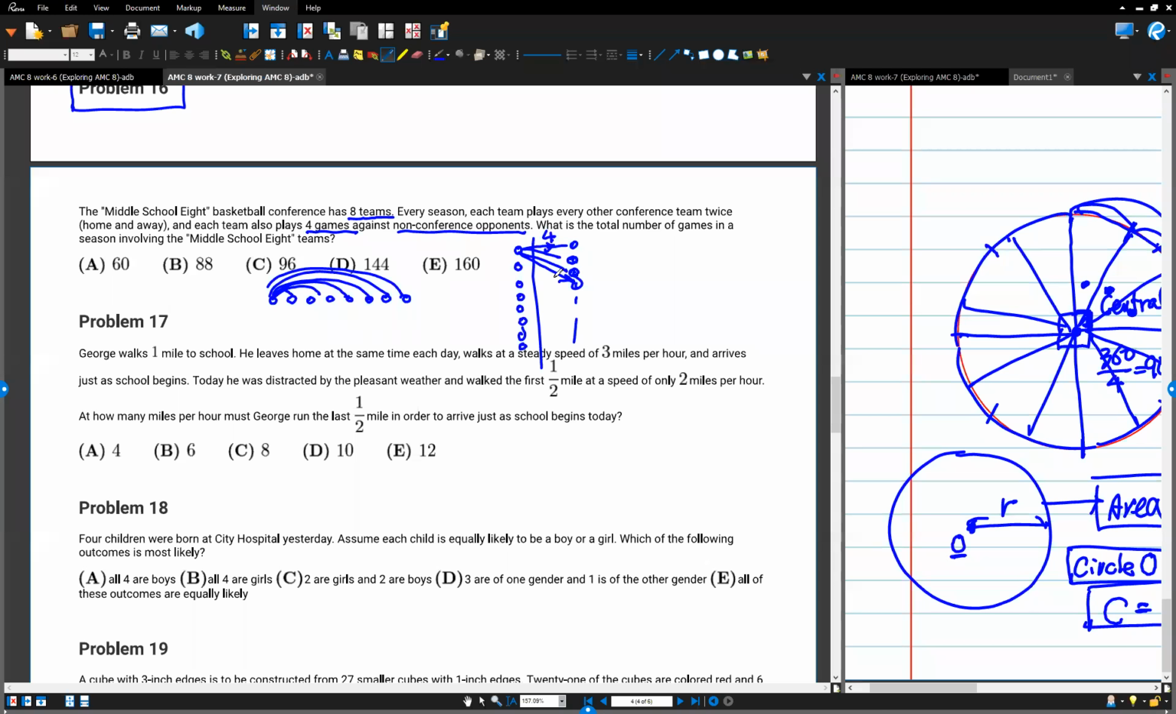What is the total number of games in the season involving the middle school 8 teams? Can you guys try this one? Try something.